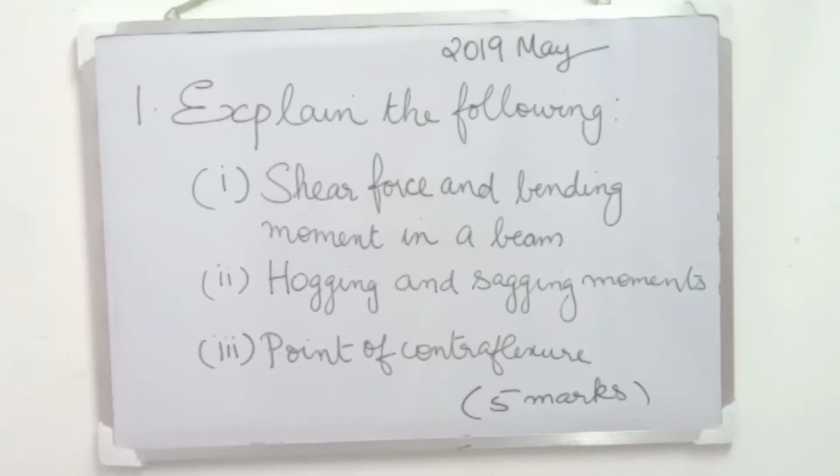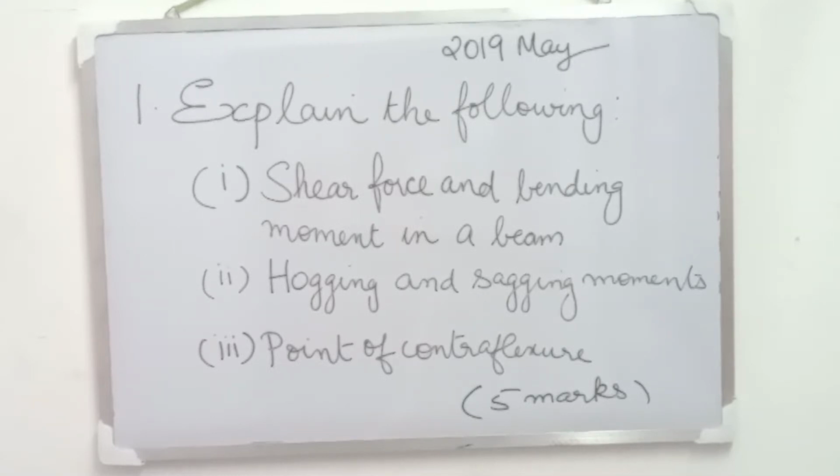This 5-mark question appeared in the 2019 May question paper of Mechanics of Solids, KTU. It has 3 subdivisions. Explain the following: 1. Shear force and bending moment in a beam. 2. Hogging and sagging moments. 3. Point of contraflexure. So let us see it one by one.